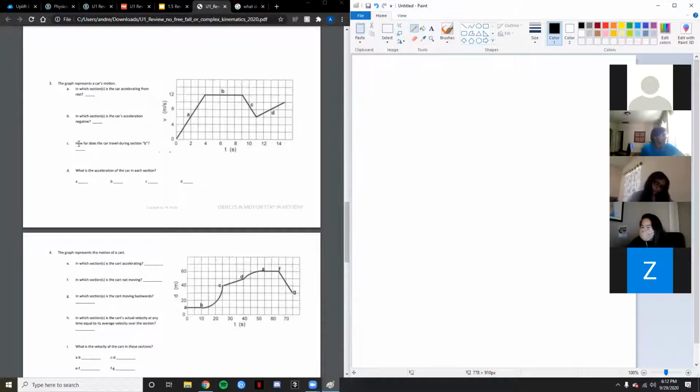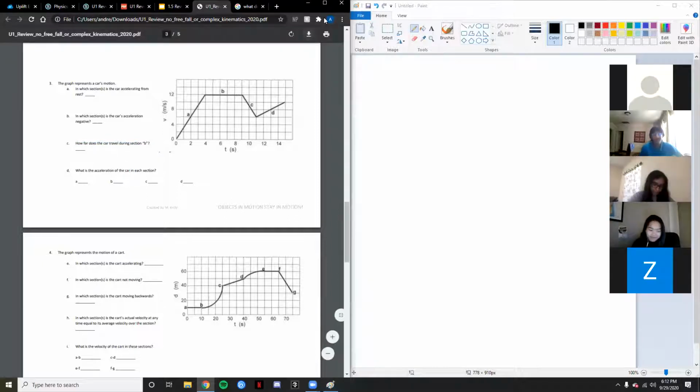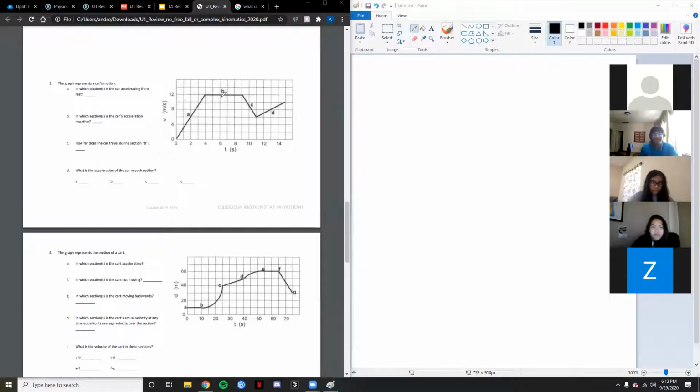All right, and then C asks, how far does the car travel during section B? Can I annotate on this real quick? To find distance in a VT graph, you've got to make shapes. So I'm making shapes to find the distance. You gotta draw a shape. So I have a triangle right here, I got a rectangle right here, and then I can make a triangle with a rectangle and so on. But we're looking for B. So we've got to find the area of B, the rectangle.